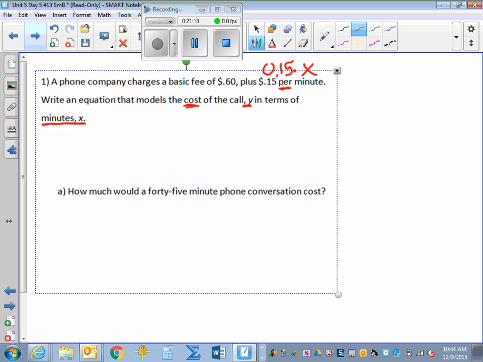Okay, a basic fee of 60 cents. So that's just an initial amount. We don't have to keep paying that every single time for each minute. We have to pay 15 cents for each minute, but we also have just a flat rate of 60 cents. So our total cost of the call, y, is going to be that initial amount, 60 cents, plus for each minute we pay 15 cents. So plus 0.15 times x.